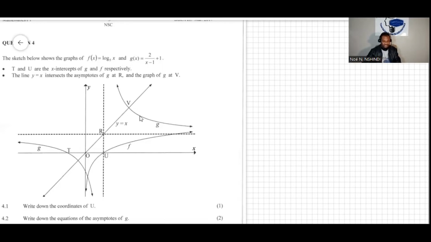Okay, the graph is as we can see there. So we're doing question 4.1 now. We can see that u is somewhere over here. So u is the x-intercept, and it also lies on the asymptotes of g. So we can see that this is the vertical asymptote.